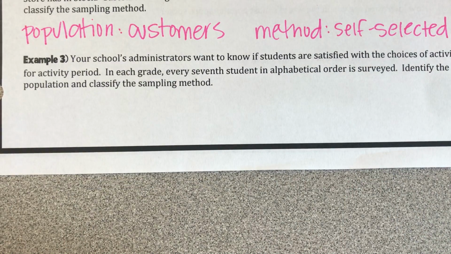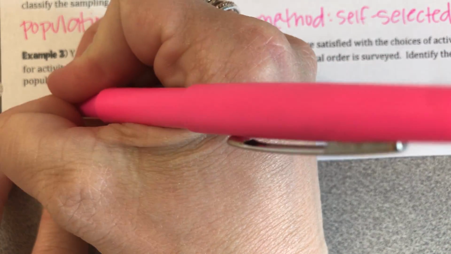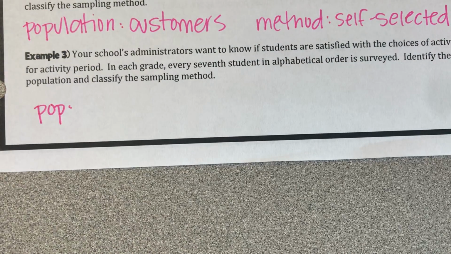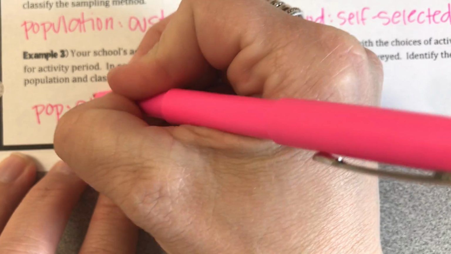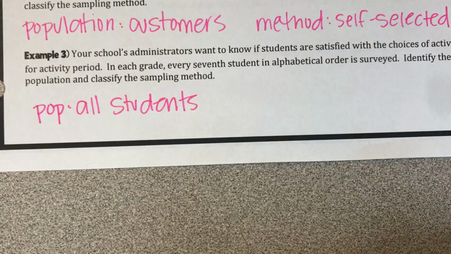Number 3, your school's administrators want to know if students are satisfied with the choices of activities for activity periods, like electives. In each grade, every 7th student in alphabetical order is surveyed. Identify the population and classify the sampling method. So the population would be all students, right? We're trying to figure out if all the students are satisfied with their choices.